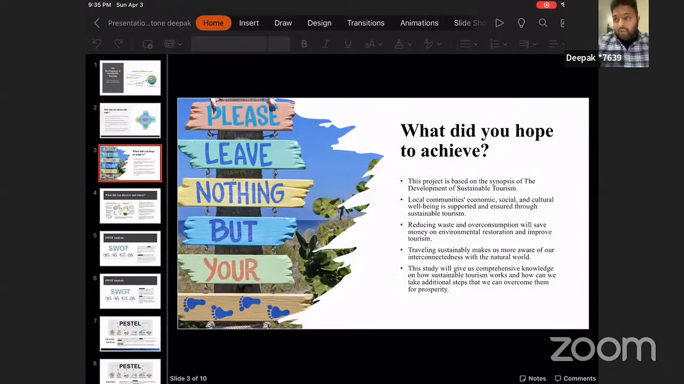The reason why I chose this topic is that the project is based on a synopsis of the development of sustainable tourism. Local communities' economic, social, and cultural well-being is supported and ensured through sustainable tourism. Reducing waste and overconsumption will save money on environment restoration and improve tourism. This study will give us comprehensive knowledge on how sustainable tourism works and how we can take additional steps to overcome challenges for prosperity.